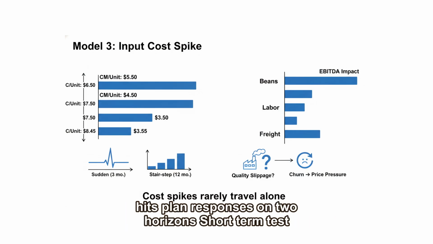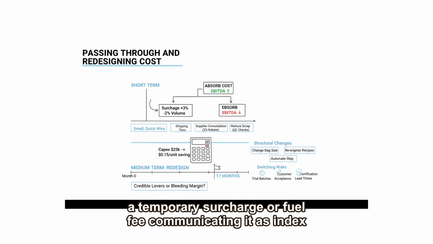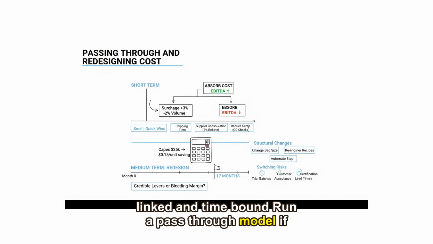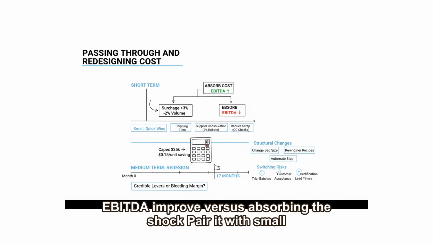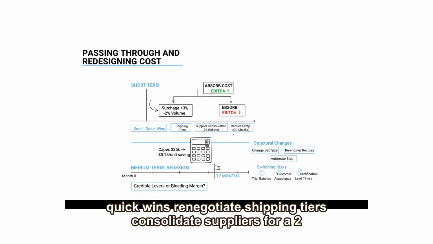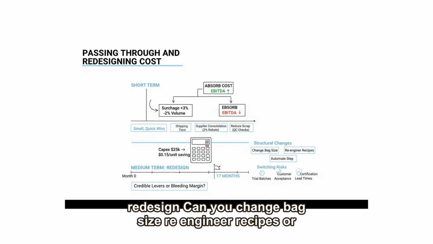Anticipate secondary hits. Plan responses on 2 horizons. Short term, test a temporary surcharge or fuel fee, communicating it as index-linked and time-bound. Run a pass-through model. If you lift price by 3% and lose 2% volume, does EBITDA improve versus absorbing the shock? Pair it with small, quick wins: renegotiate shipping tiers, consolidate suppliers for a 2% rebate, and reduce scrap by tightening QC checks. Medium term, redesign.